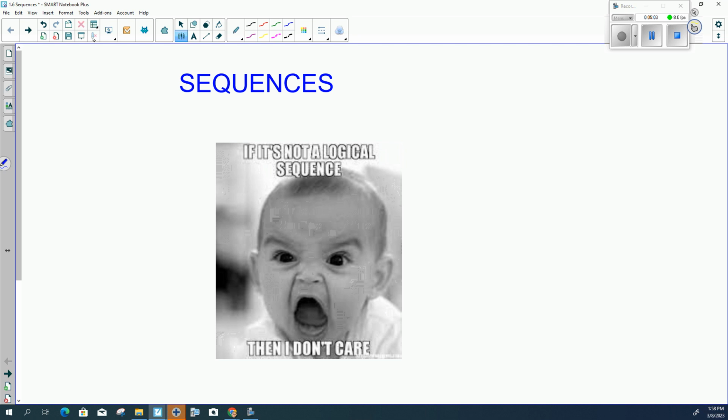Sequences. This is what we're doing today. If it's not a logical sequence, then I don't care.